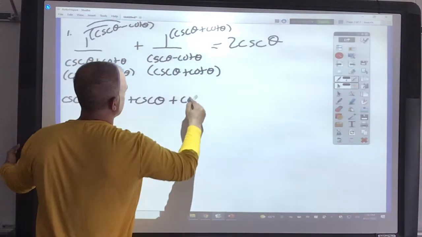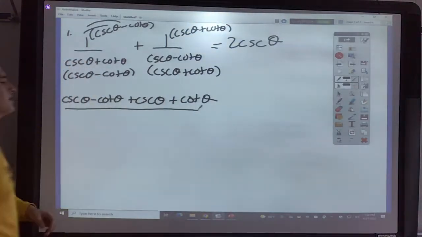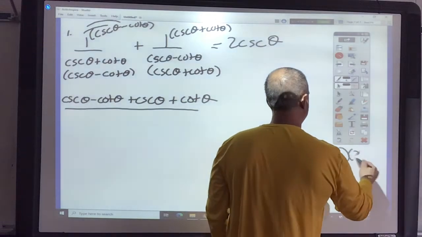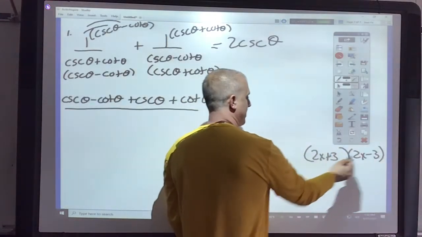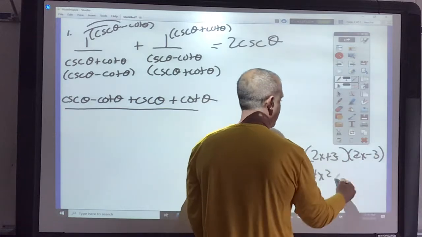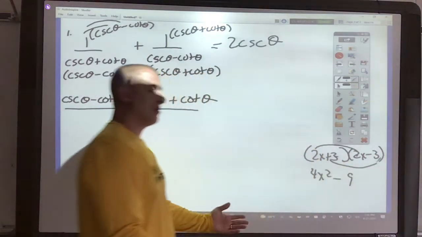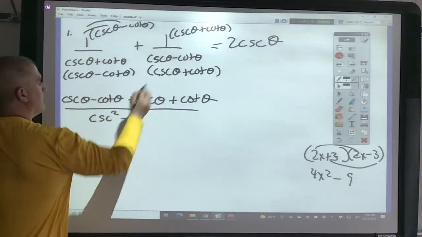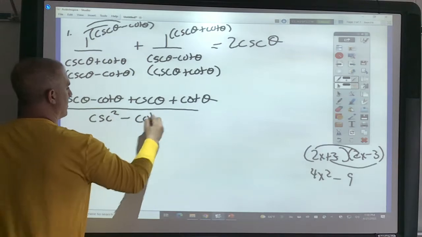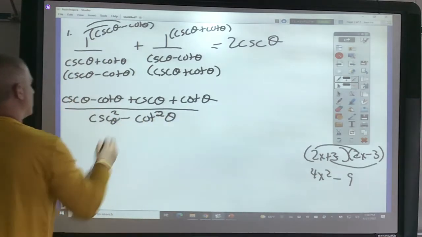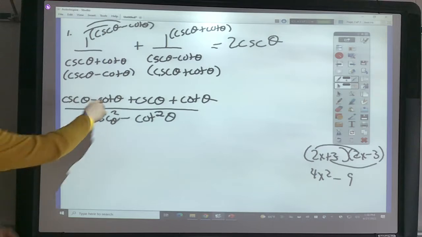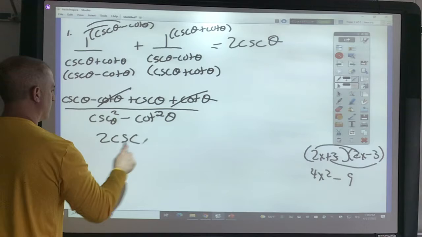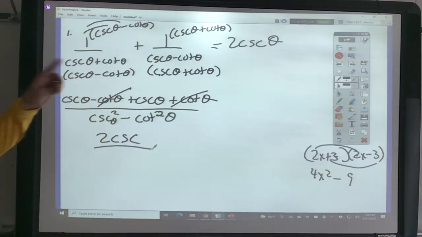Now, the bottom here, this is like what we talked about the other day, where if I have 2x plus 3 times 2x minus 3, the fast way to do this is 2x times 2x is 4x squared. 3 times negative 3 is negative 9. Because the middles are going to cancel each other out. Same thing here. Cosecant times cosecant, cosecant squared. Negative cotangent times that would be cotangent squared. Now, if I look at what's going to combine here, these are going to get crossed off. I have 2 cosecants there. So we're getting to where we need to go.